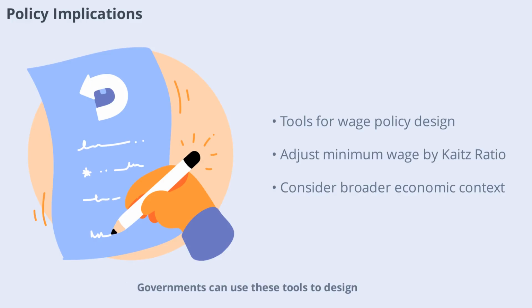Analysis of income distribution and the Kaitz curve has important policy implications. Governments can use these tools to design wage policies that promote fairness and economic growth. For example, adjusting the minimum wage based on the Kaitz ratio can help ensure that wage floors are both effective and sustainable. Policymakers must also consider the broader economic context, including inflation, productivity, and labor market conditions.